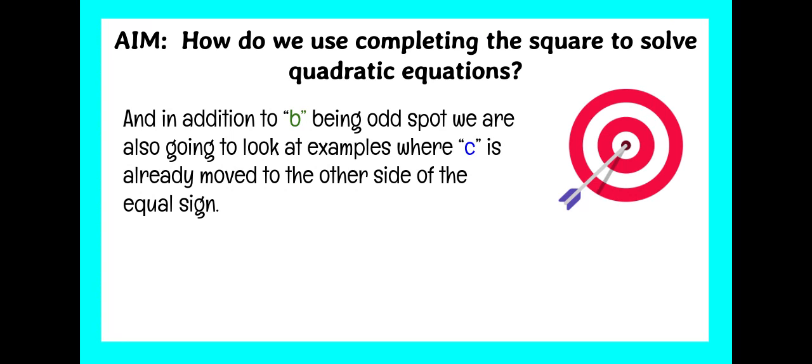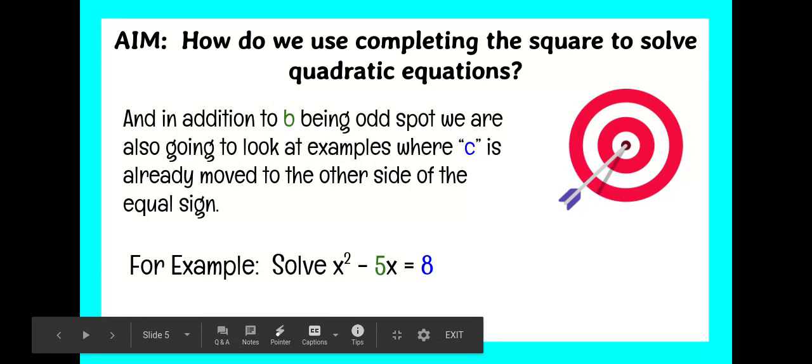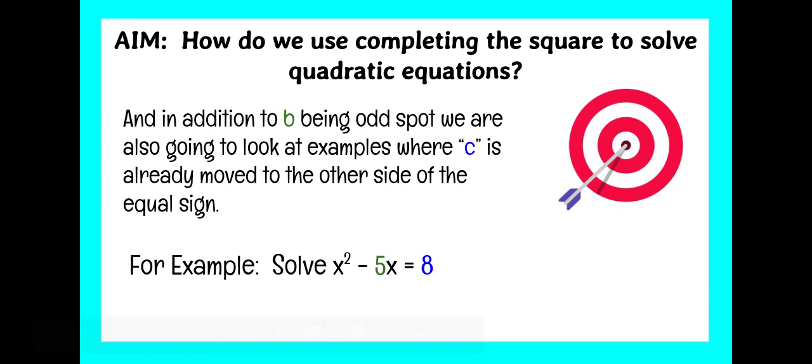In addition to that, I'm also going to show you sometimes you're going to see examples where c is already moved to the other side. So I don't want you to have a heart attack when you see something like that. For example, it's still going to have an odd b, so it would be x squared minus 5x equals 8. So how do we approach something like that?